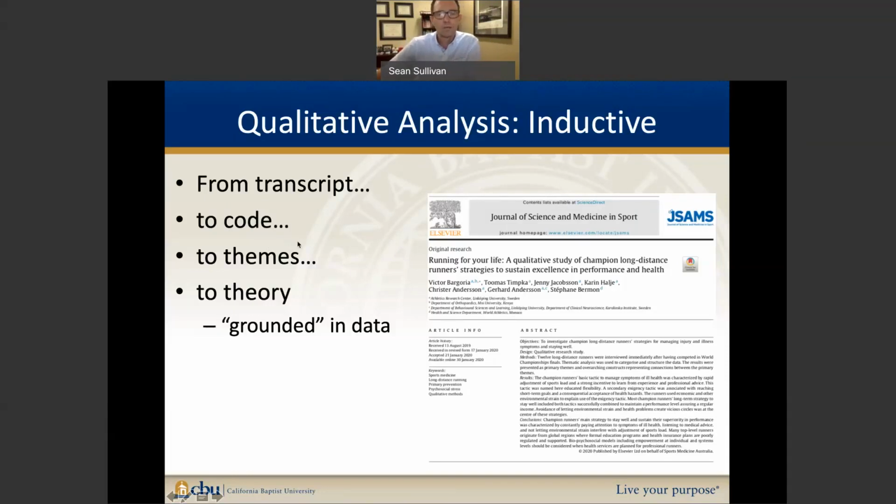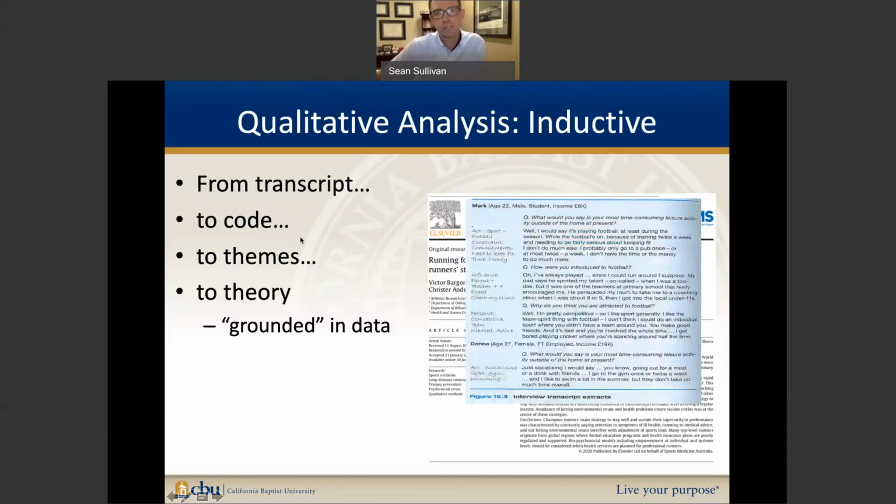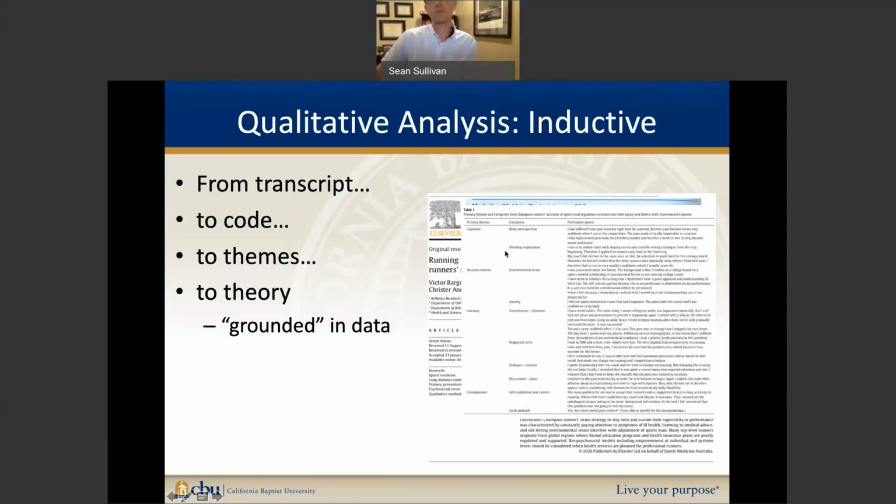So let's go through pictures here. So basically what they would get would be a transcript of specific quotes that these runners might have given them in an interview. So you see these quotes right here to the right. Then from all these quotes, they would try and organize and analyze these quotes. What did they have in common? Where were they similar? Where were they different?